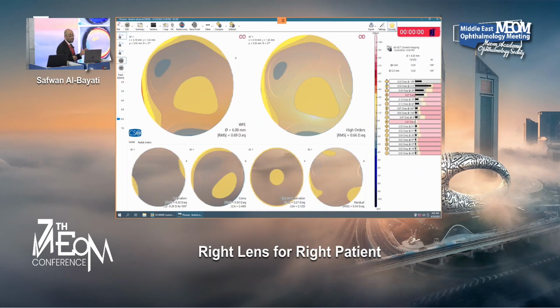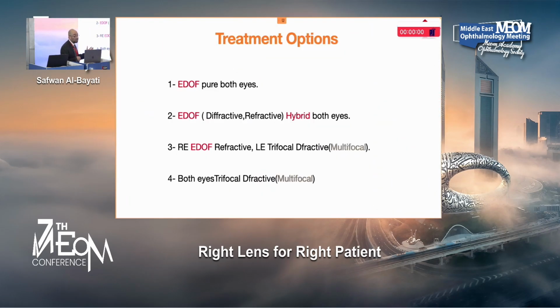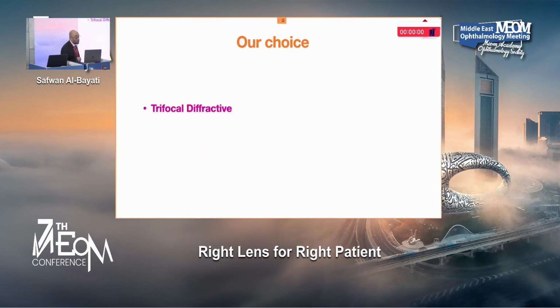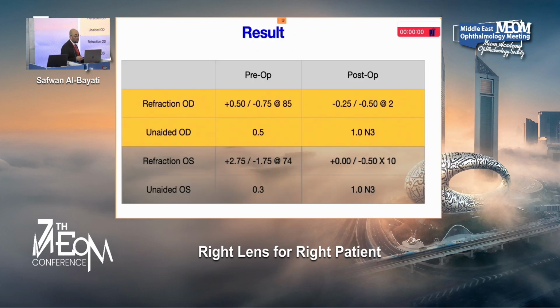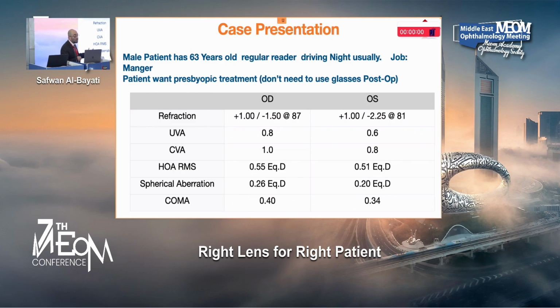Then the treatment options: EDOF pure both eyes, EDOF diffractive refractive hybrid both eyes, EDOF refractive, trifocal, multifocal both eyes, trifocal diffractive. And the option chosen was trifocal diffractive. He's not driving at night, so the best reading, I will give it to him. Now the result in this way: he has the best post-op distance and near, and he's happy. That's what we need.